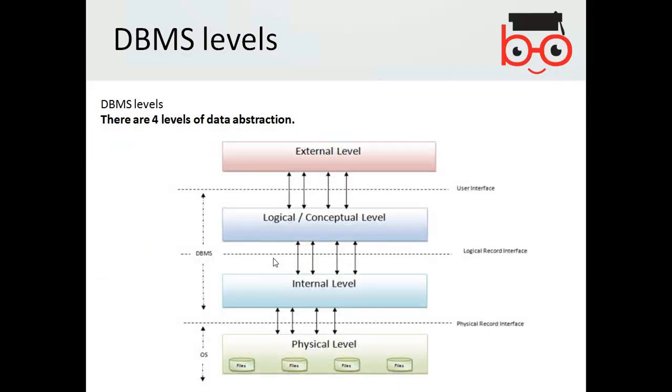Similarly, you can further classify the database management system into 4 levels: external level, logical and internal level, and the physical level. The physical level is again the storage, which is on the hard drives. The middle layer, or logical layer, is called the internal level or conceptual level, which describes the schema, and the external level gives the browser view.